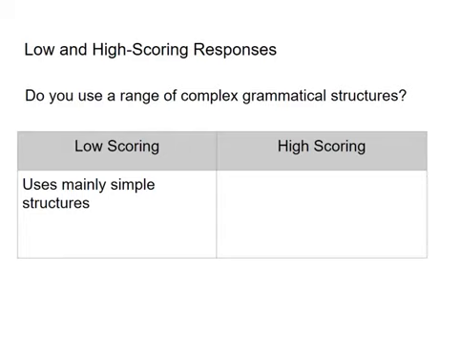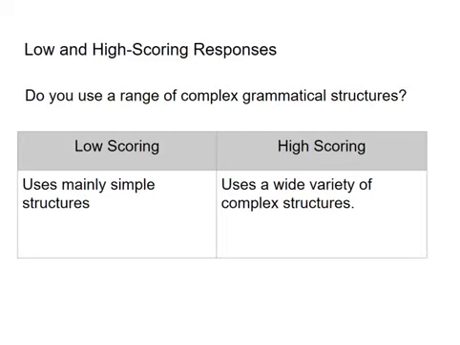Now, we're not talking about errors even here. A lower-scoring student, somebody in the 5 or 6 range, will be able to use simple structures well and should not have a lot of errors with those, okay? So we're not talking about errors at all, just talking about the simplicity or the complexity of your grammar. A higher scoring student will use a much wider variety of grammatical structures.